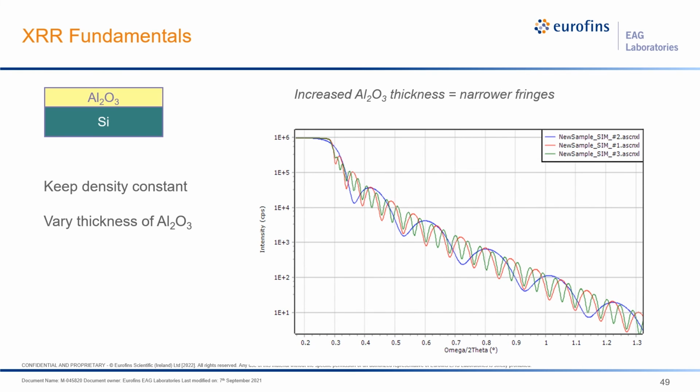Next, I took that aluminum oxide film, kept the density constant at 4 grams per cc, and varied the thickness from 20 nanometers in blue to 50 in red, and finally 100 in green. From this, you can clearly see that the broadness of these interference fringes is inversely proportional to the thickness of the film layer. The thicker the film, the narrower and closer together the fringes are, until they become smaller than the resolution of the instrument. At that point, no fringes can be resolved, only the density and roughness can be calculated.